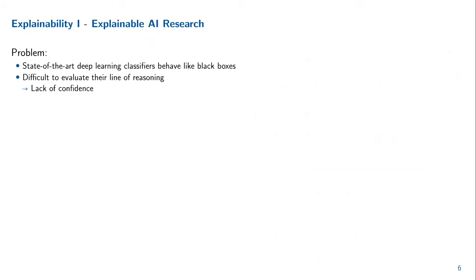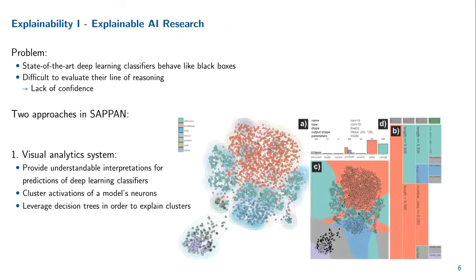The classifiers which I presented now were deep learning based, and even though they achieve very promising performances, they behave like black boxes. And thus it's difficult to evaluate the line of reasoning, and this results in a lack of confidence. And this is maybe one point why Security Operations Center analysts would not be happy to use them, because they can't actually argue why a classifier classified a sample either benign or malicious, for instance. And in SAPPAN, we developed 2 approaches to counteract this issue.